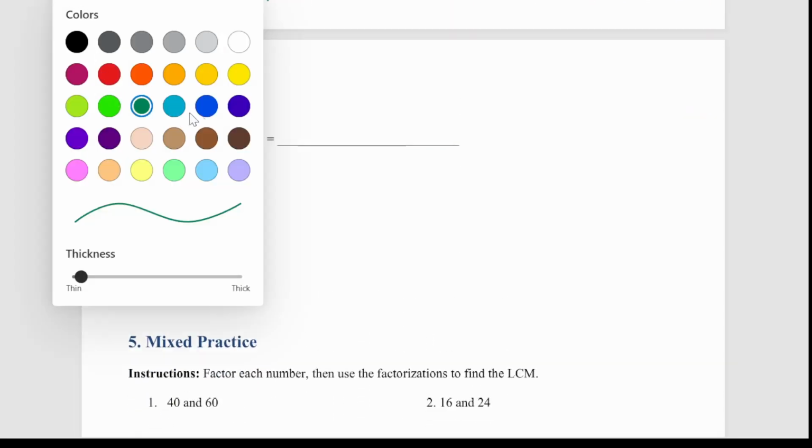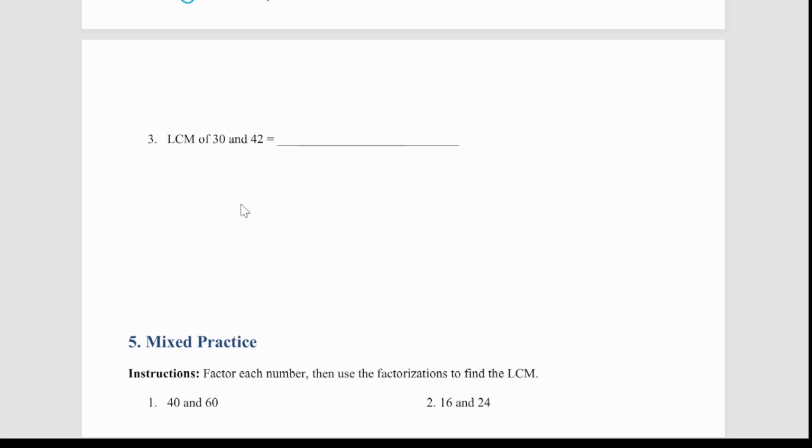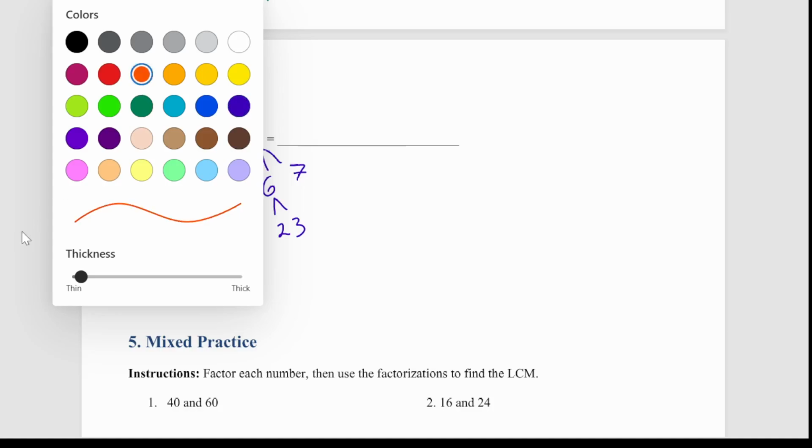Go ahead and pause your video to see if you can find the least common multiple between 30 and 42. So 30 breaks down into 3 and 10, and then 10 breaks down into 5 and 2. 42, for whatever reason, this is always one I have to think an extra second on, but that breaks down into 6 and 7, and 6 breaks down into 2 and 3. So what is the least common multiple going to be?